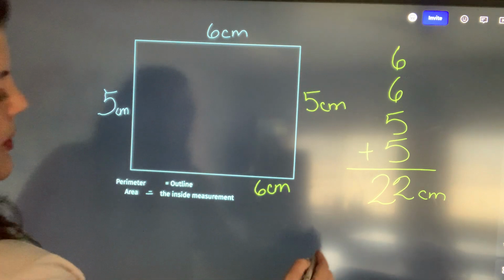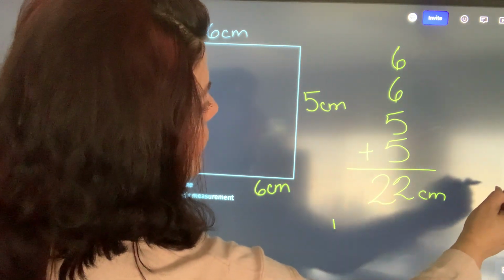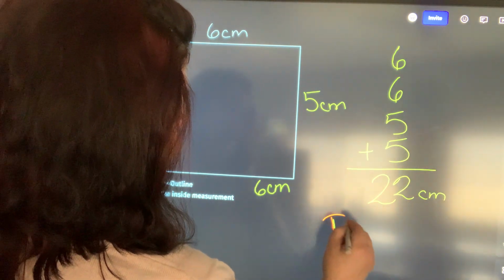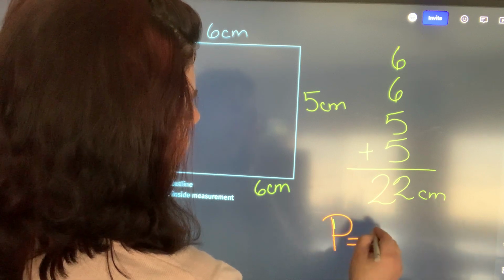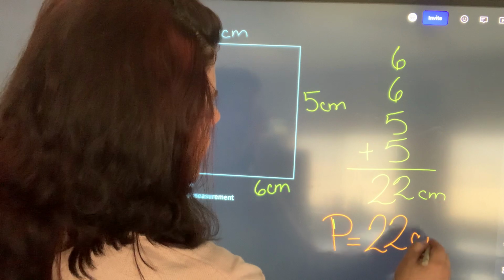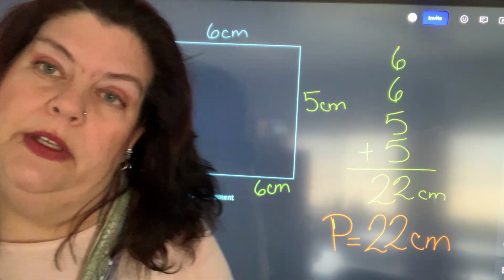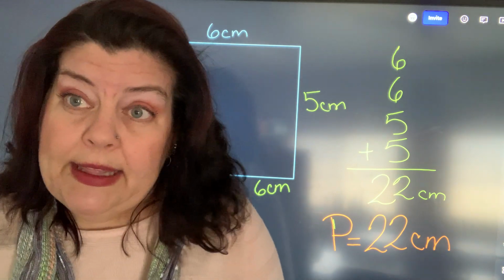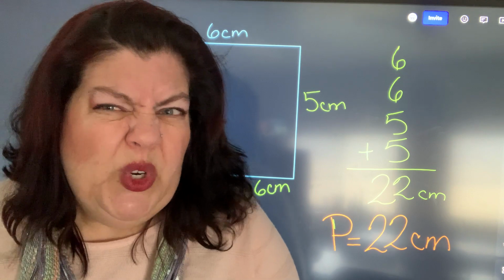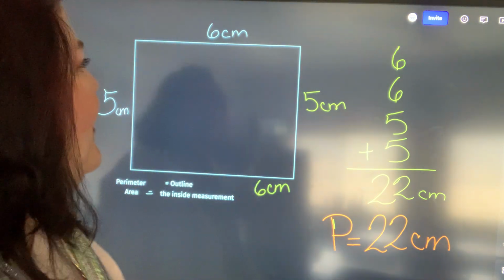So the perimeter that we're going to represent, let's change colors. We're going to represent the perimeter with a P. We know it's 22 centimeters. Now, area is always represented squared. When we get the measurement of the area, it's always squared. And do you wonder why that is? Yeah, let's figure it out.